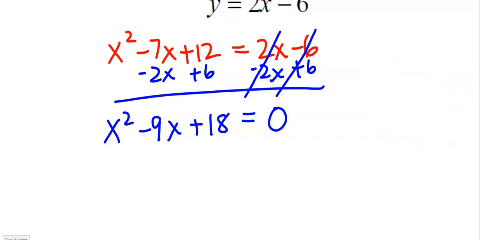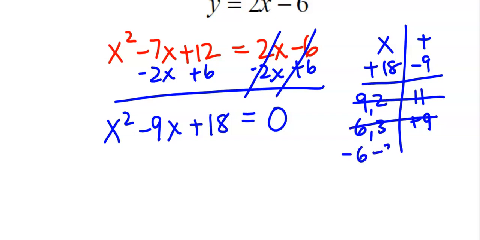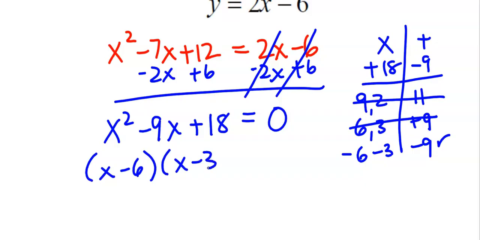Since I have a trinomial, I'm going to check to see if I can factor it by finding 2 values that multiply to c and add to b. So I think I have 9 and 2, but that would make 11, so no. I have 6 and 3, but that would make positive 9. So it looks like I might need negative 6 and negative 3. So my 2 factors are negative 6 and negative 3.